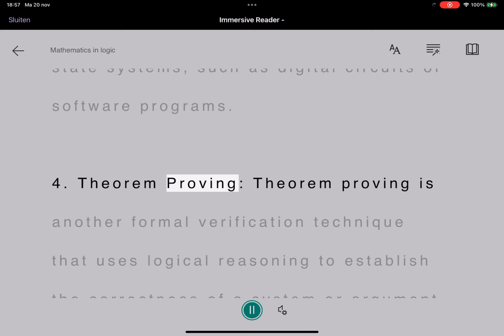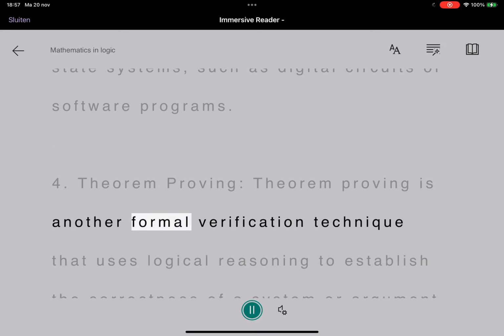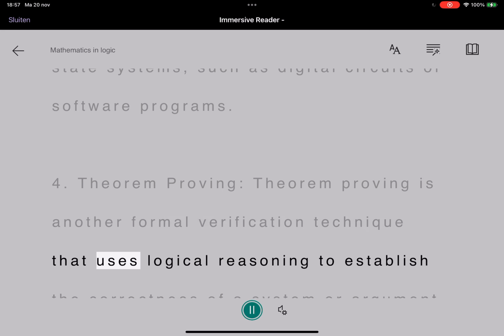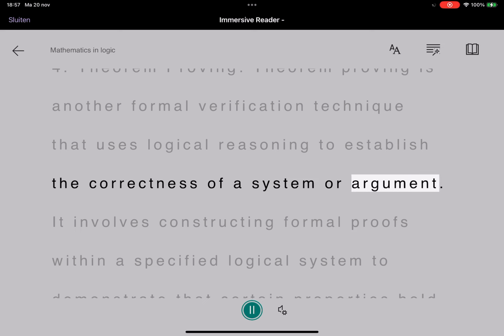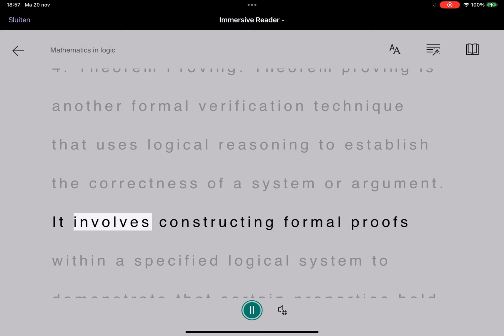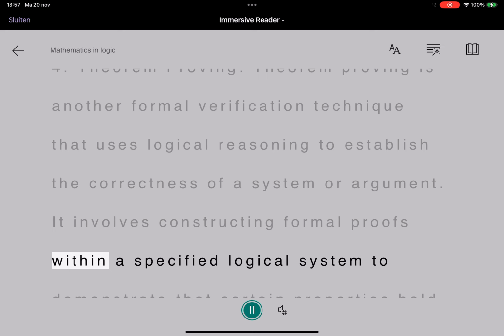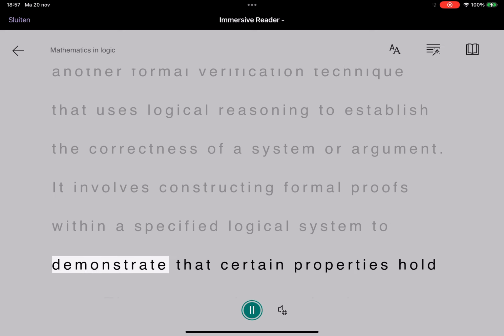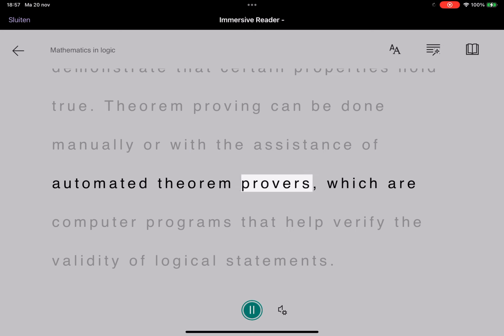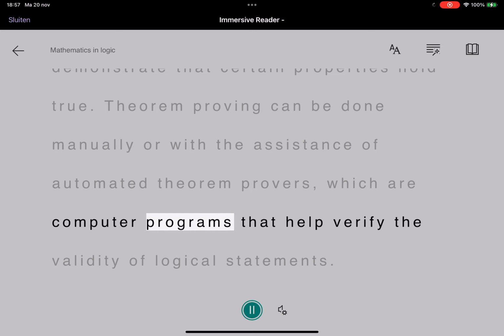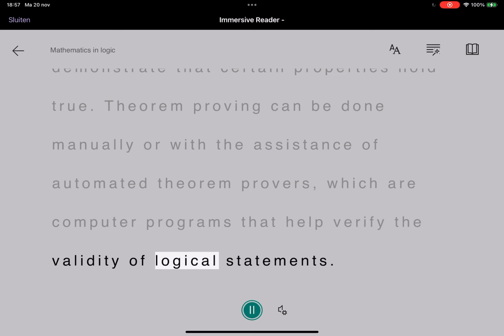4. Theorem proving. Theorem proving is another formal verification technique that uses logical reasoning to establish the correctness of a system or argument. It involves constructing formal proofs within a specified logical system to demonstrate that certain properties hold true. Theorem proving can be done manually or with the assistance of automated theorem provers, which are computer programs that help verify the validity of logical statements.